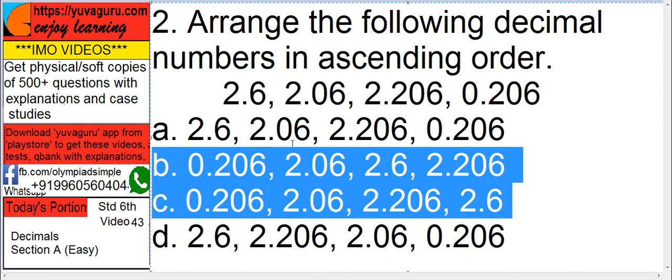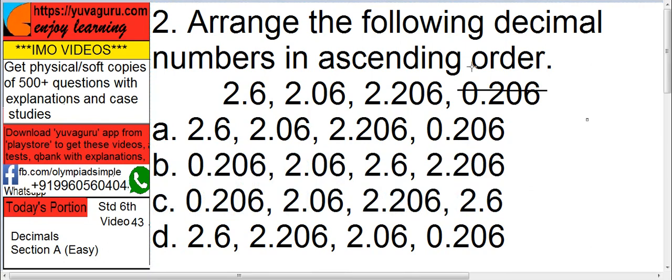Here, now I have changed the options. Both have the same option in the first number. Now second number. So this number is gone. Cut this number. Now second number. After the point, which is the lowest number after the point? Here 0.0, 0.2, 0.6. So 0.0 is the lowest. So second number is 2.06.